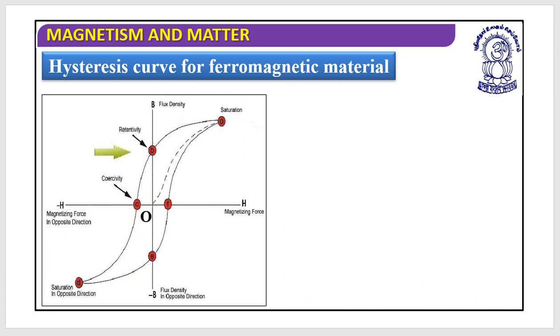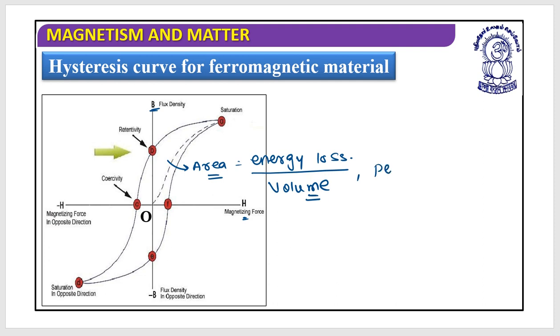Now this area, it's a B versus H graph, and the area of this curve will give me the energy loss per unit volume. It's the area of the B versus H curve that will give me the energy loss per unit volume, per cycle. So it will give me an energy loss per unit volume per cycle.